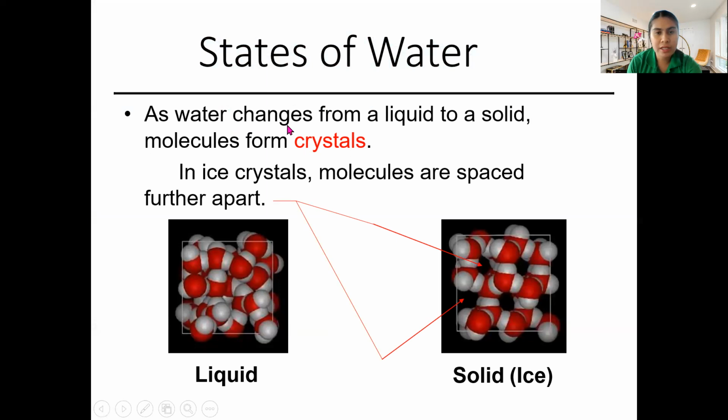As water changes from a liquid to a solid, molecules form crystals. In crystals, we have ice. Molecules are spaced further apart. So in liquid, the molecules stick together. In solid, they become ice. You see the changes of molecules? They are spaced apart, so that's why it becomes strong.